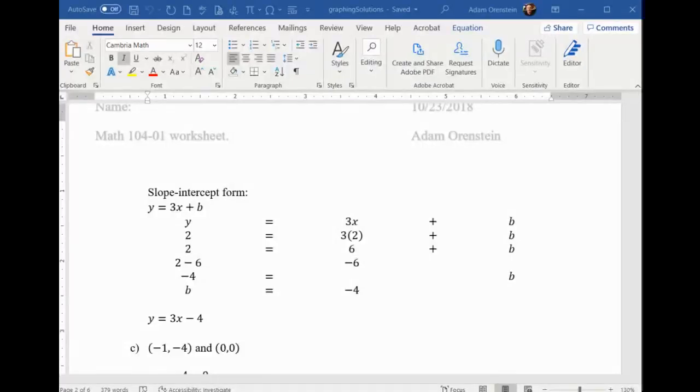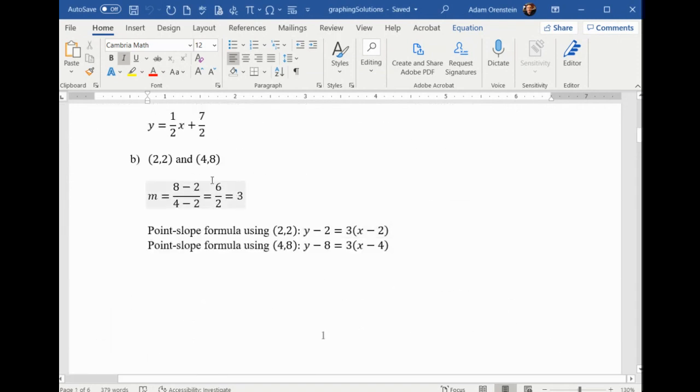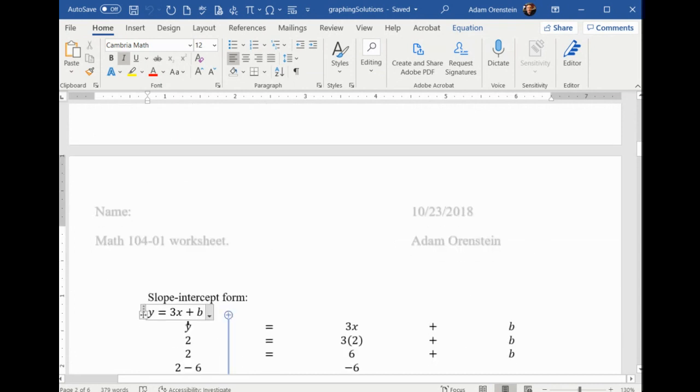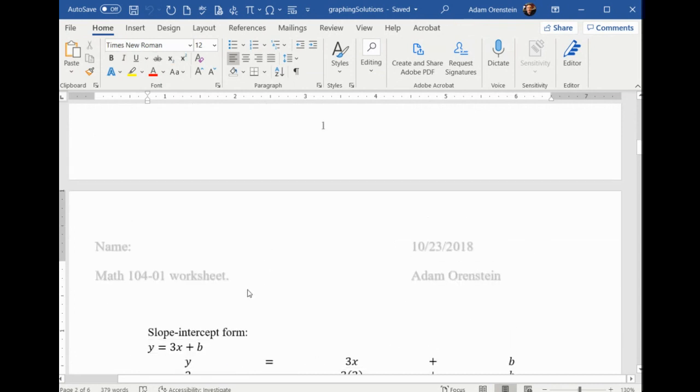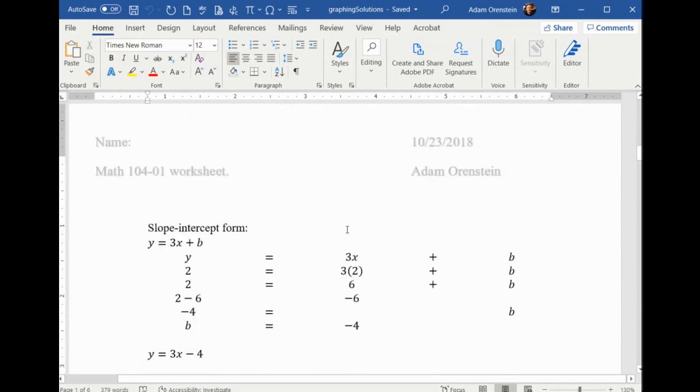So in this case, you have y equals 3x plus b. But the question is, well, how do we get b, right? Remember, let me scroll up a bit. Both of these points have to be on the line, so they have to be solutions to that equation. In other words, when x is 2, y has to be 2. And when x is 4, y has to be 8.